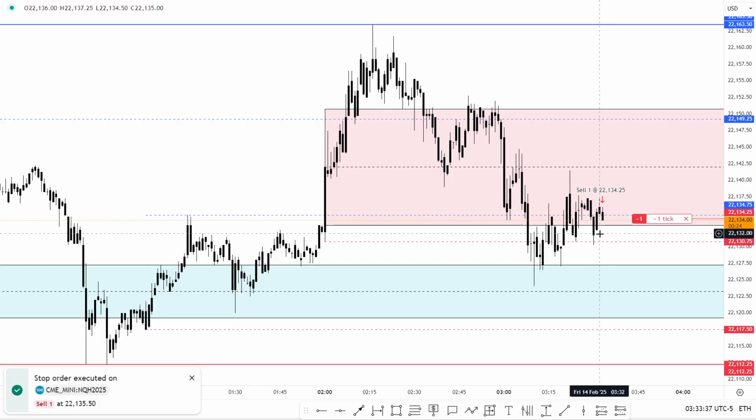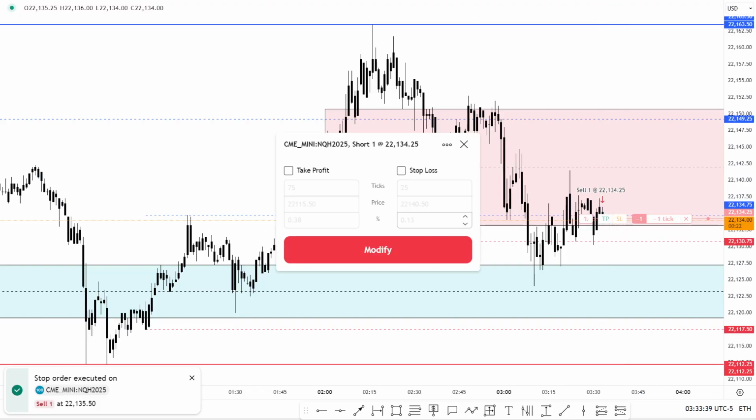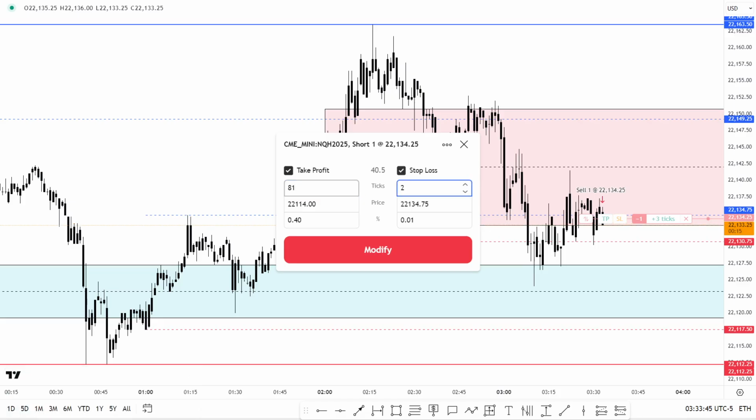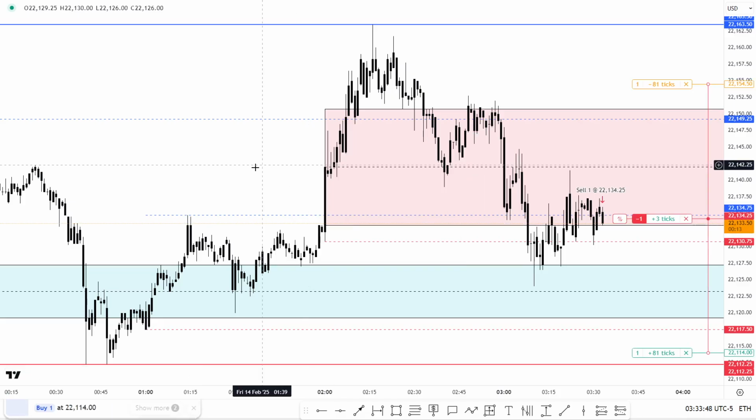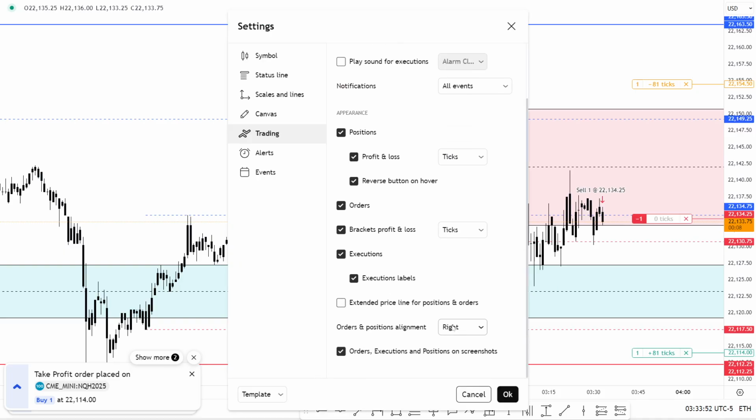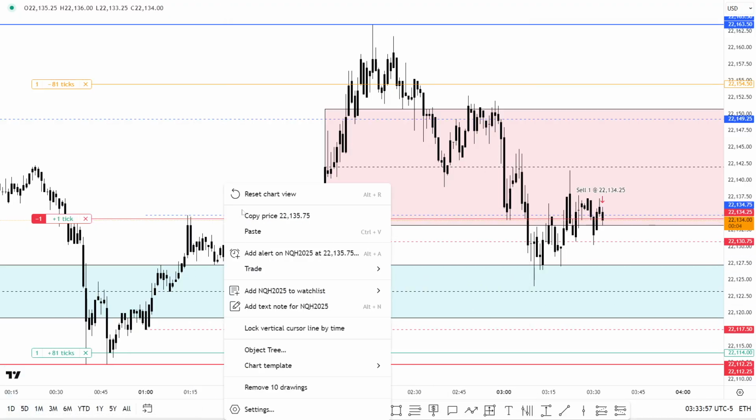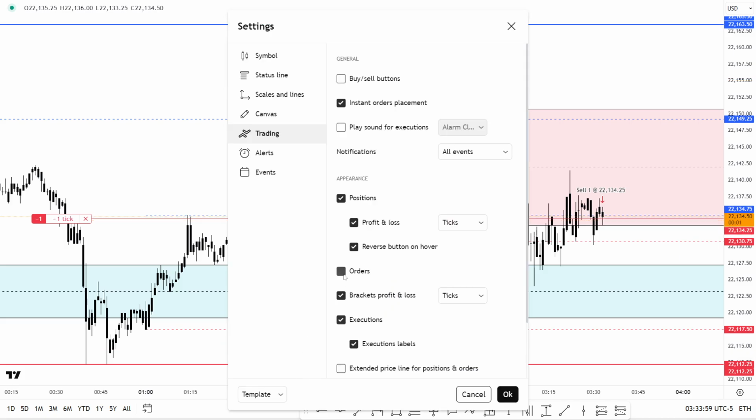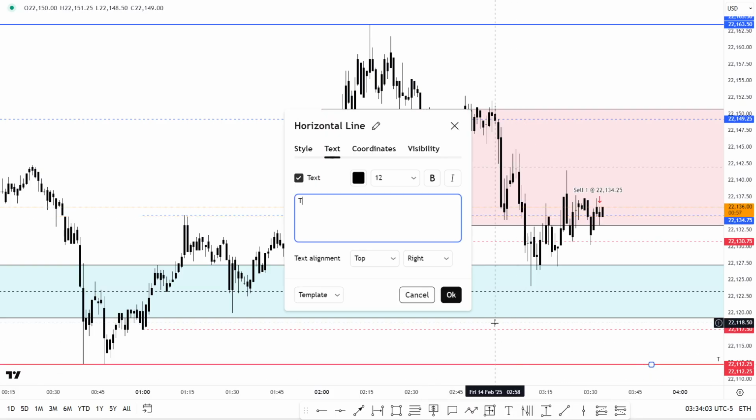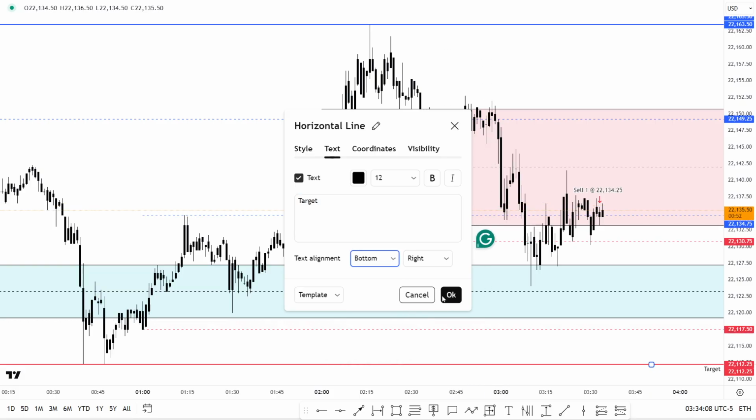Oh, I wanted to enter at 33. So, did I enter at 33? Yes. That was 34. There we go. Modify: 20 handle stop, 20 handle TP. Everything remains the same. Just extend it to the left. There we go, just so that I don't see it. I don't like having those lines on my chart. So anyways, this becomes our ultimate target. And we'll put it down at the bottom.